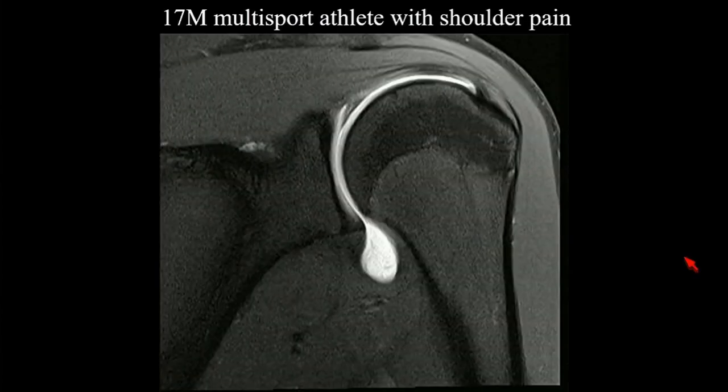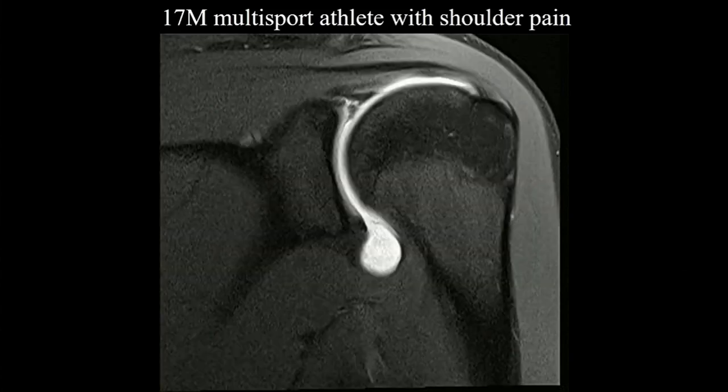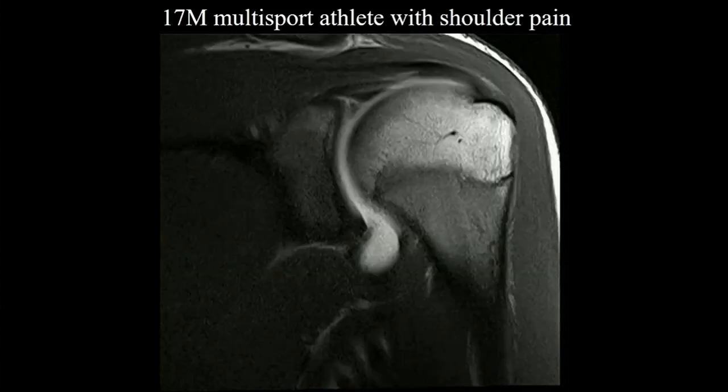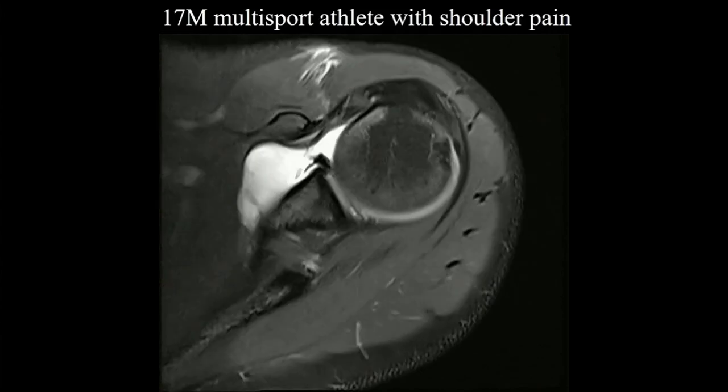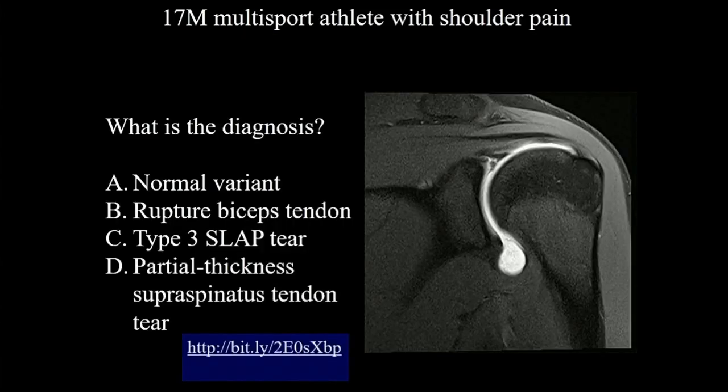Okay, so this is a different patient, a 17-year-old boy with shoulder pain. Looking through coronal imaging, this is an arthrogram, and we'll show you some axial imaging. What do you think the diagnosis is?